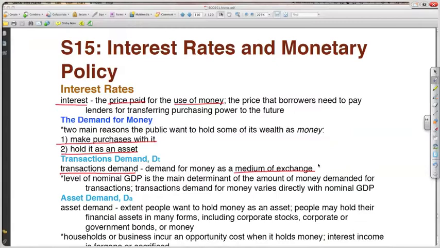The idea that we can use money and then give it to someone else in exchange for a good or service. Now, the level of nominal GDP, or the gross domestic product, is going to be our main determinant in the amount of money demanded for the transactions. And this demand for money, when we're looking at transactions, is going to be directly related to nominal GDP. So if nominal GDP increases, then transactions demand for money will also increase.